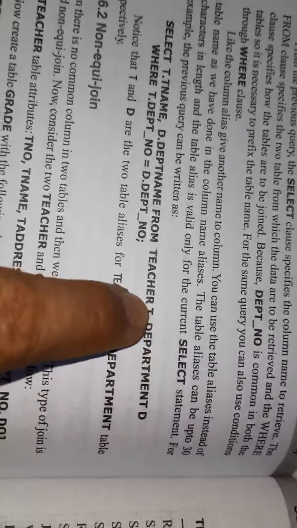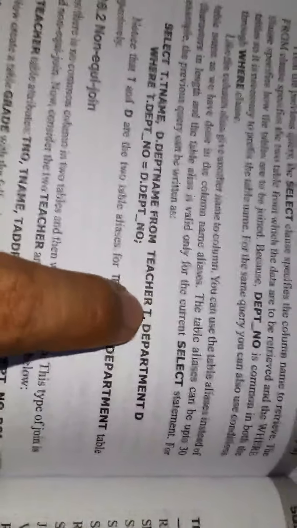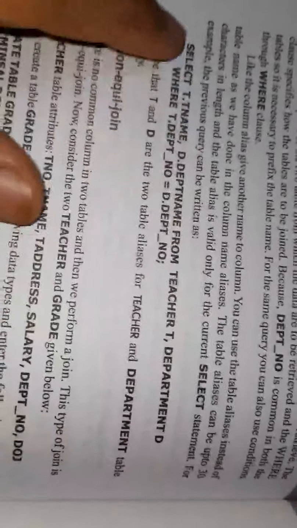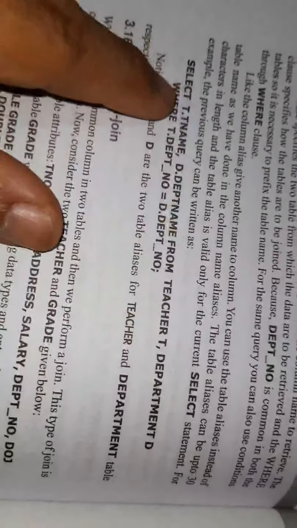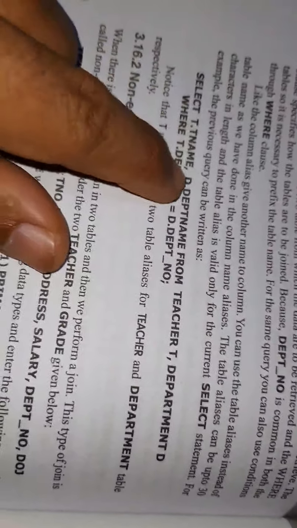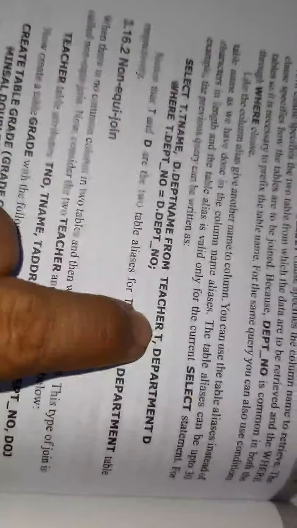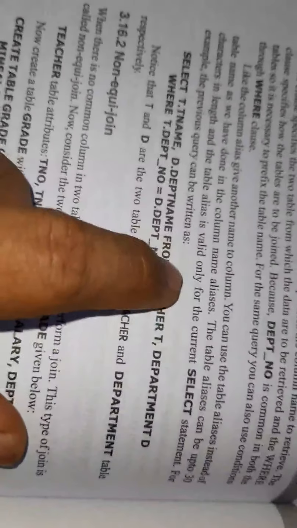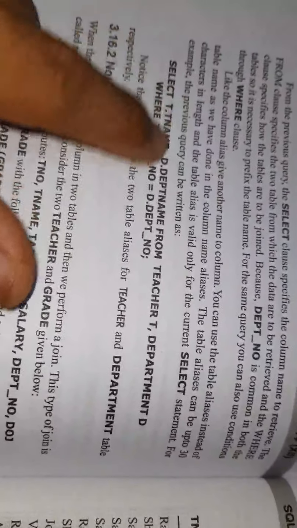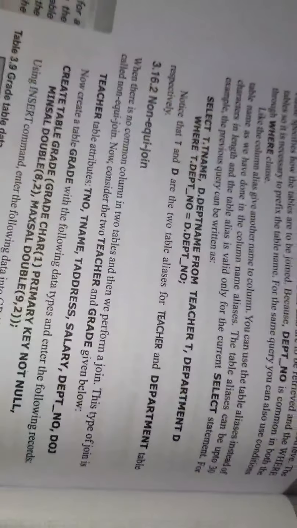If you just write from teacher comma department and don't write t and d there, then this whole query will result in an error. The compiler will not understand what t dot t name or d dot department name is if you do not write this t and d after the from clause when you mention the table name. So this is using the table alias. You can use this format or you can use the previous query format also.